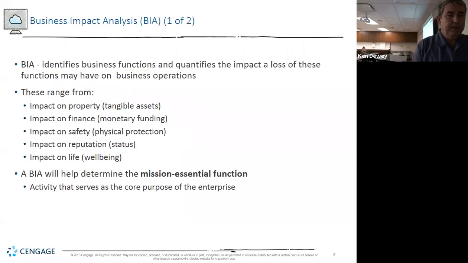Okay. So let's talk about the impact analysis. It says it identifies business functionality and quantifies the impact a loss to these functions may have on business operations. Does Rose State have an impact analysis? I don't know. They do have a portion, which you're going to look at, but do they have everything? Probably not. It talks about assets and monetary funding.